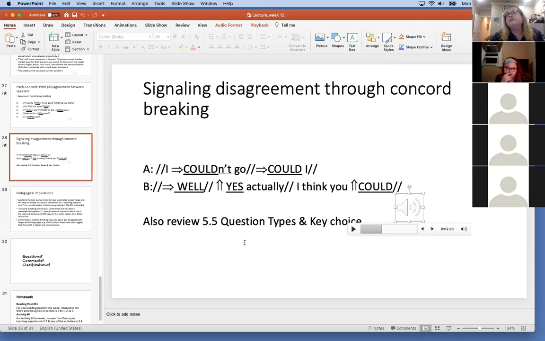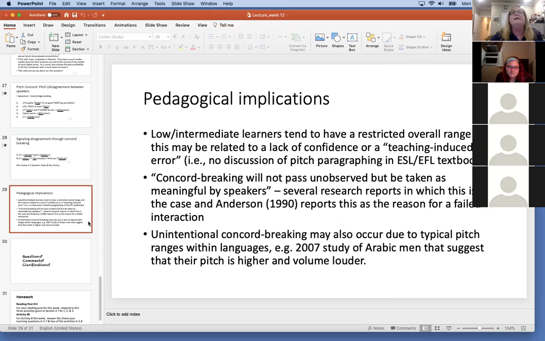There's also some stuff on question types and key choice, and to be honest, I just got too exhausted doing this PowerPoint, so I left it, but you do want to have a look at that. And then importantly, at the end of the implications is, what do we know about how this key and termination is manifested in English language learners? Again, most of these things apply to low or intermediate learners. However, it can also apply to high-level learners. You can have high-level learners that have a real problematic monotonic pitch as well.